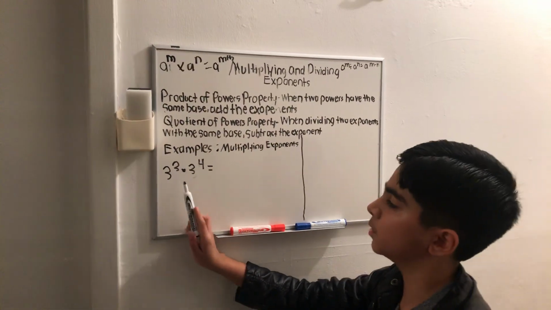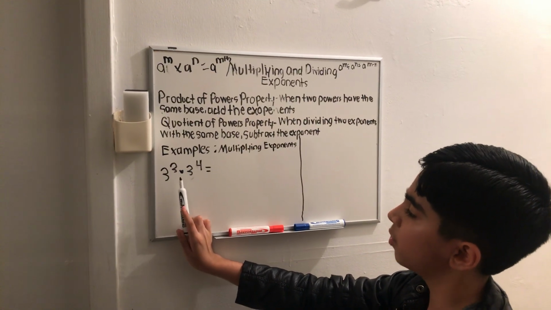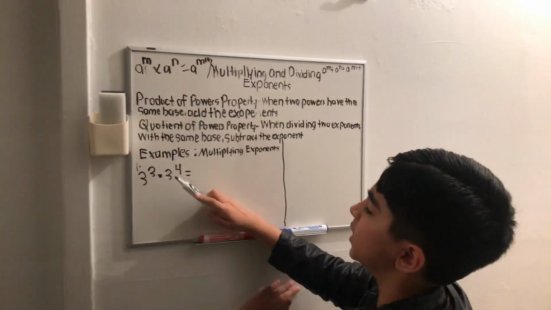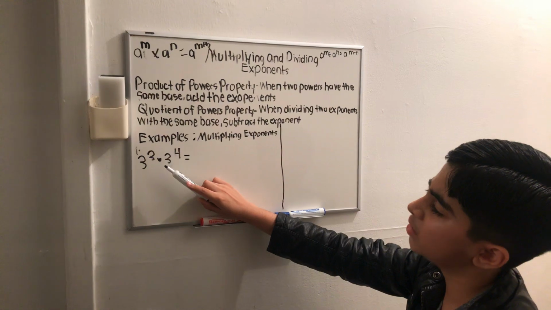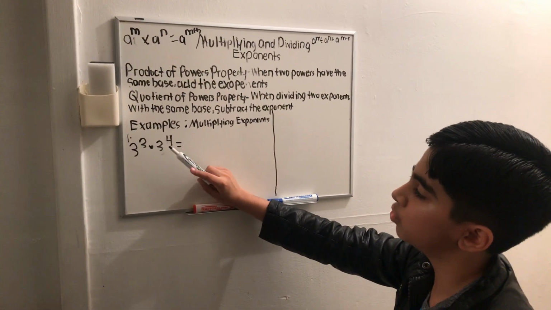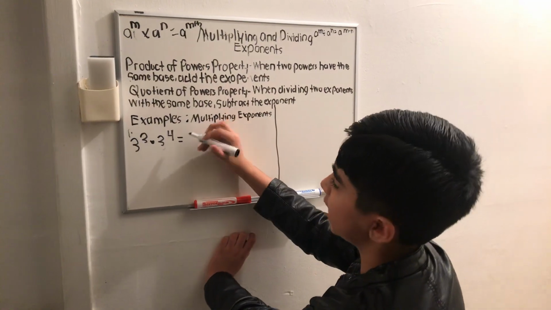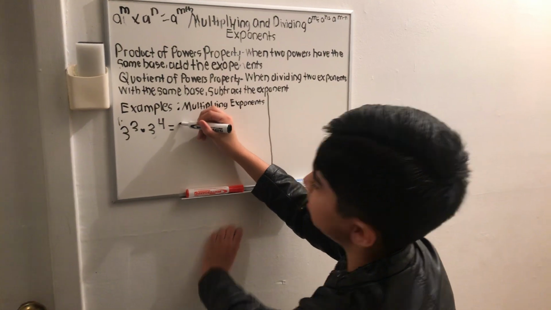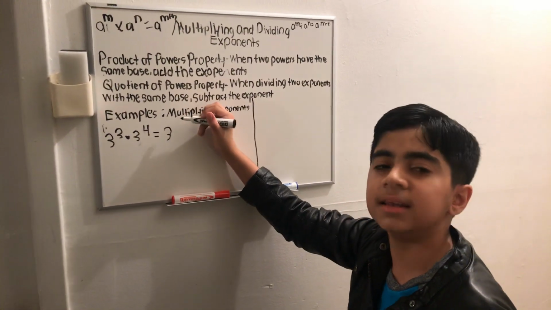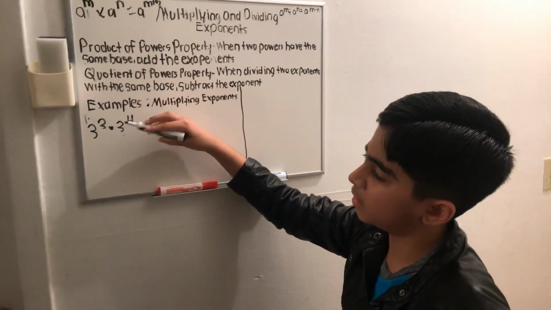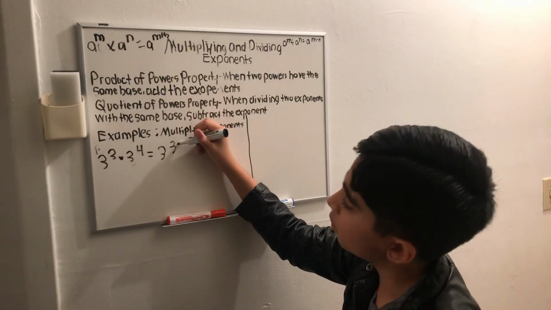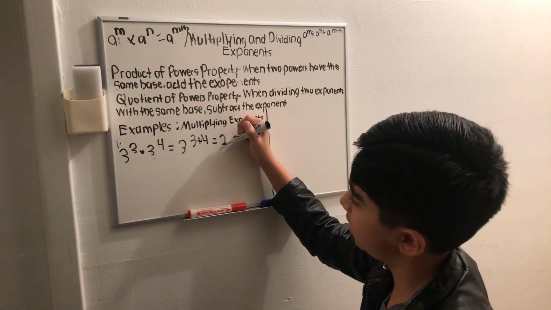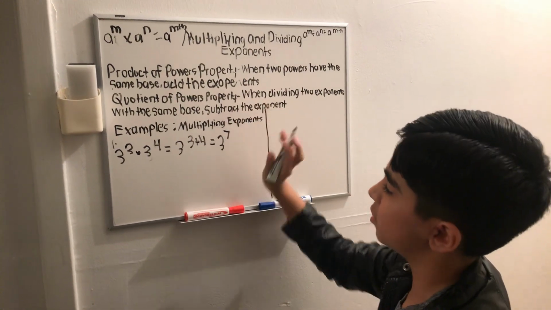So as you can see here, for the multiplying exponents, example number 1, the equation says 3 to the exponent 3 times 3 to the exponent 4. When multiplying exponents, you have to follow this law every time. So you keep the base the same, and you add the exponents: 3 plus 4 is 7. So you keep the base the same and you add the exponents. So 3 to the 7th power.